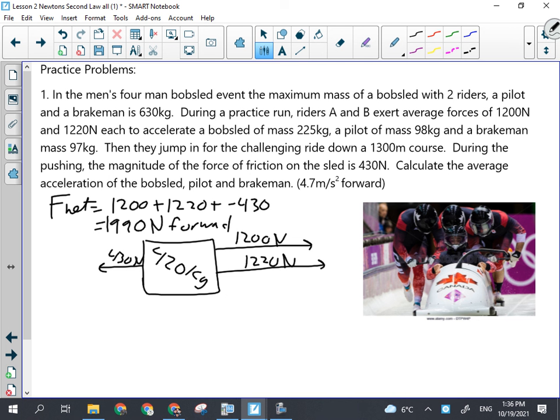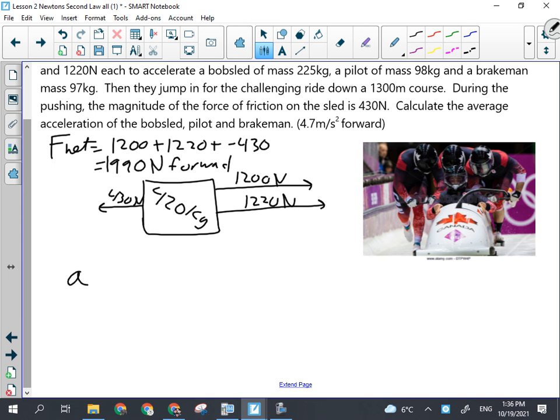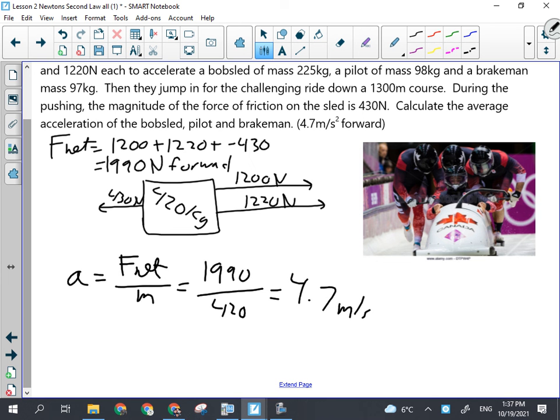I used my free body diagram and some vector addition. I didn't have to draw a diagram because they were all collinear. Now I can calculate the acceleration: F net divided by mass. The 1,990 newtons divided by 420 kilograms should give me 4.7 meters per second squared forward.